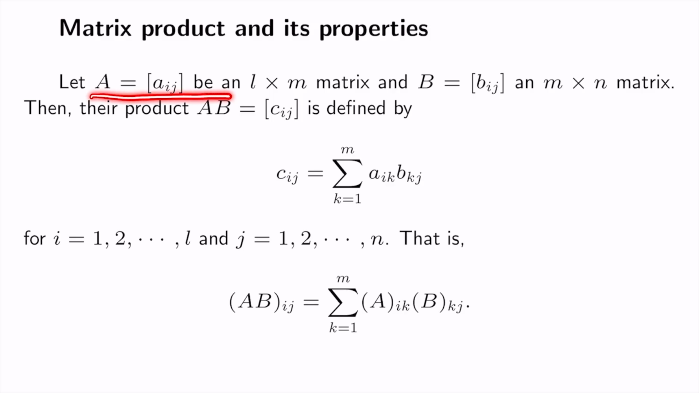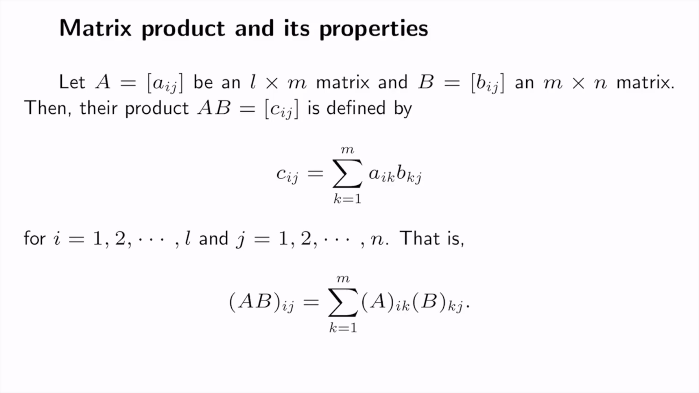Let A be an L by M matrix and B be an M by N matrix. So the number of columns in A should match the number of rows in B. Then we can define their product AB. Let's say its ij element is Cij. Then Cij is defined as the sum of Aik times Bkj, where k runs from 1 to m.